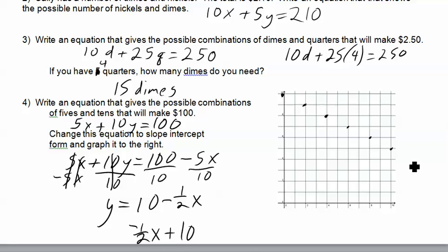And this would, by the way, be discrete. In other words, not a connected line, because a half of a $10 bill doesn't do you any good. We only have whole $5 bills and whole $10 bills. Okay? So that is worksheet 12.